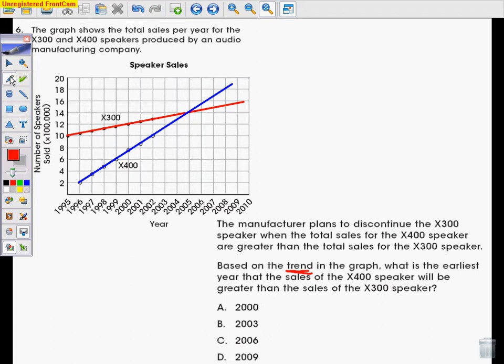Well, let's look at year 2000. At year 2000, X300 is still greater, so not then. Let's look at year 2003. Here, X300 is still greater, so not there either. Let's look at 2006. Finally, the X300 is lower than the X400. The X400 finally came above. So, in 2006, the X400 speaker will be greater than the X300 speaker. Okay? Alright, let's move on.